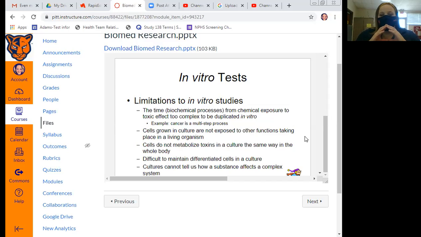Also, the cells that we are working with in our culture are limited to just what we control. If we're testing a lotion on the skin cells that we took a sample of in our culture plate, what happens to the nervous system? Are we going to take away sensitivity and feeling with our lotion? We don't know because there are no systems connected. It's also difficult to maintain differentiated cells in a culture. If we have skin cells and kidney cells, it's really hard to keep them from mixing.